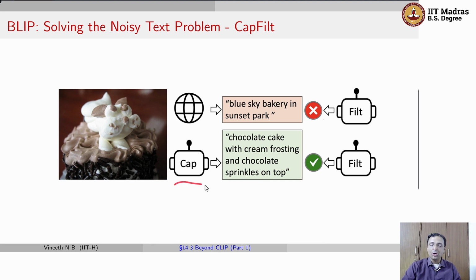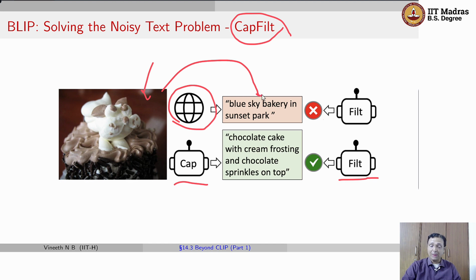They introduce a module called the CapFilt module, that's what they call it, which consists of two networks, we can say, where the model first considers these web scraped texts. For example, an image like this could have a text when you scrape it from the web as Blue Sky Bakery in Sunset Park. Right? Often bakeries put out their menu images alongside on their website. Now they have a filter to say whether this is the appropriate caption for such an image or not.